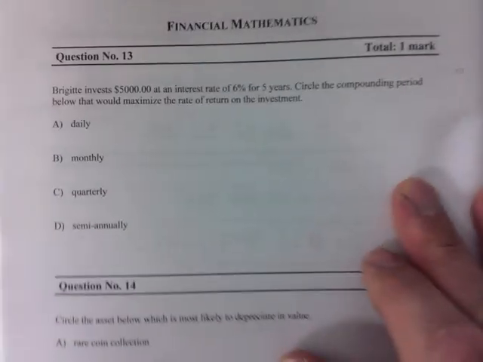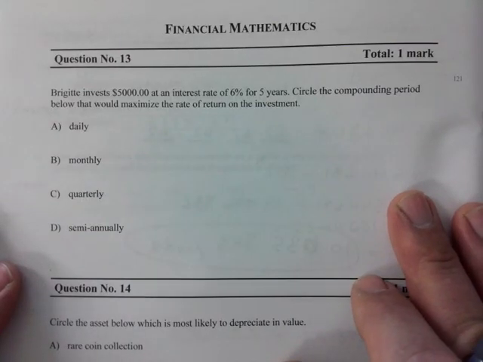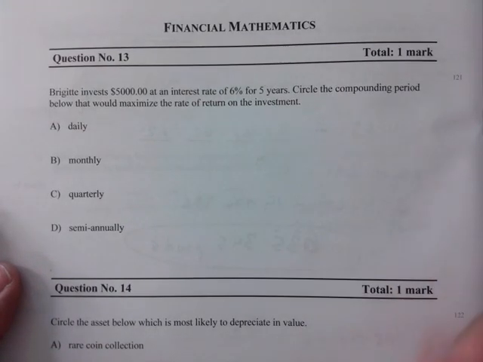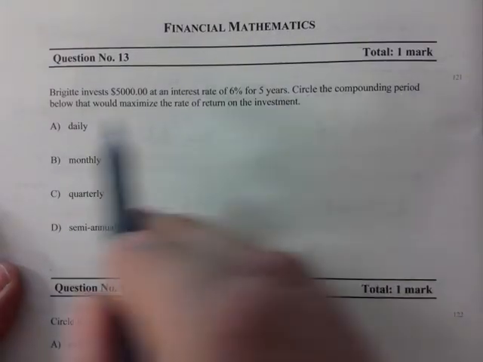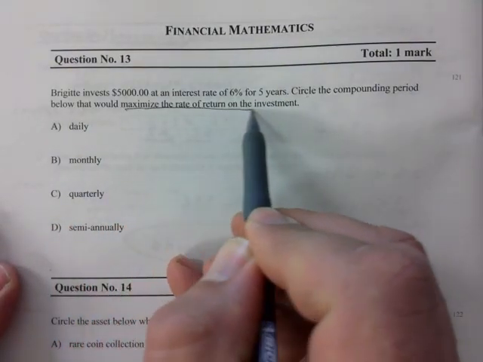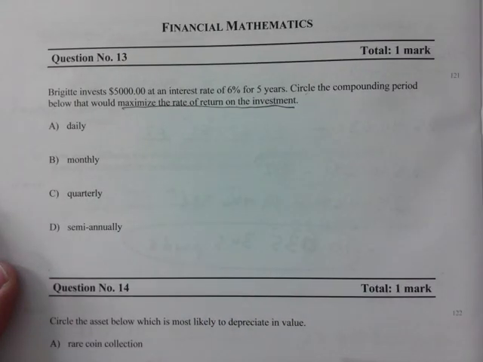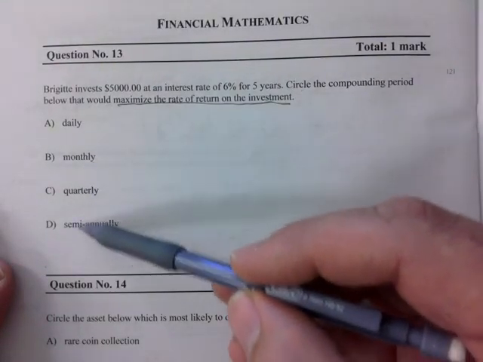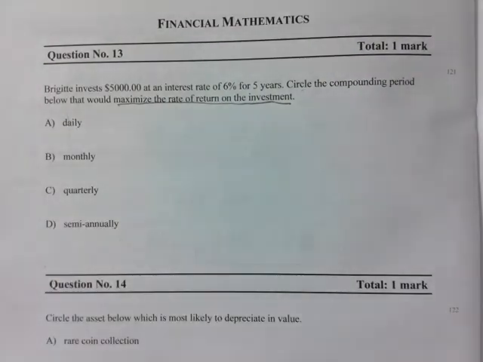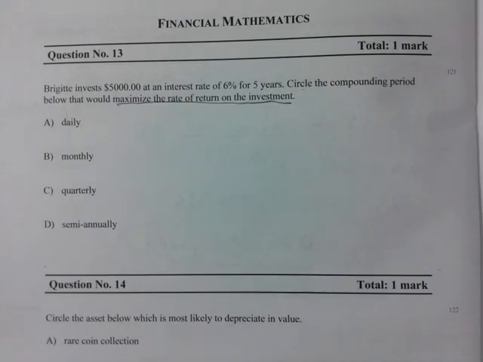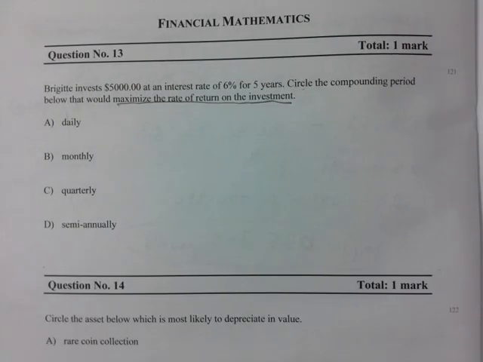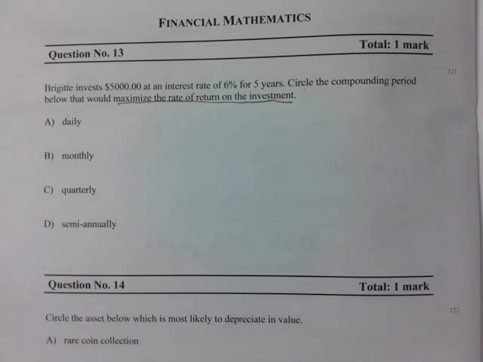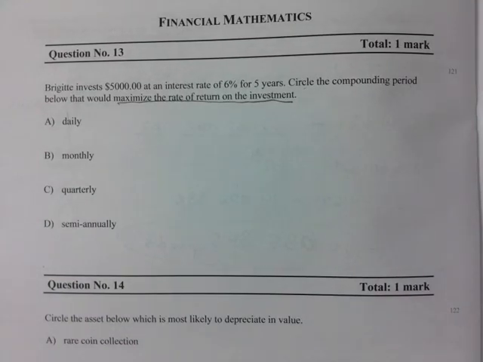Finance, yay, TVM solver, all that stuff. Bridget invests $5,000 at an interest rate of 6% for 5 years. Circle the compounding period below that would maximize the rate of return for the investment. Which one do you think? Which one would you say is going to give you the most money of the compounding periods? Quarterly? Okay. Well, I will take the guesswork out of it.